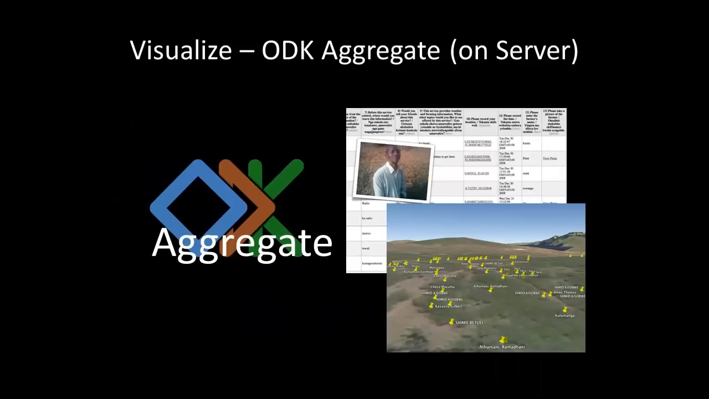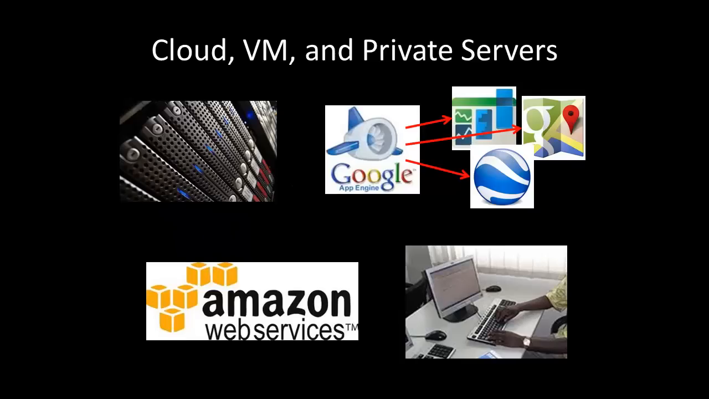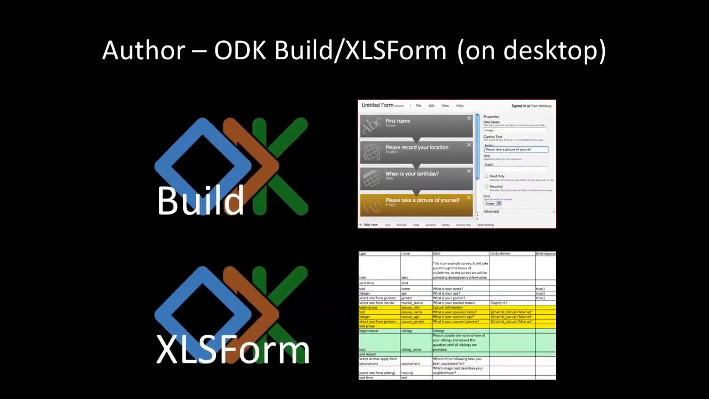ODK Aggregate runs on a server and is the repository of the data sent by ODK Collect. The data can be viewed in spreadsheets and on maps. The ODK Aggregate server can run in the cloud, on a virtual machine, or on a private server under your desk. Data on the server can be exported to a variety of other tools, including Google Fusion Tables, Google Earth, and Google Maps.